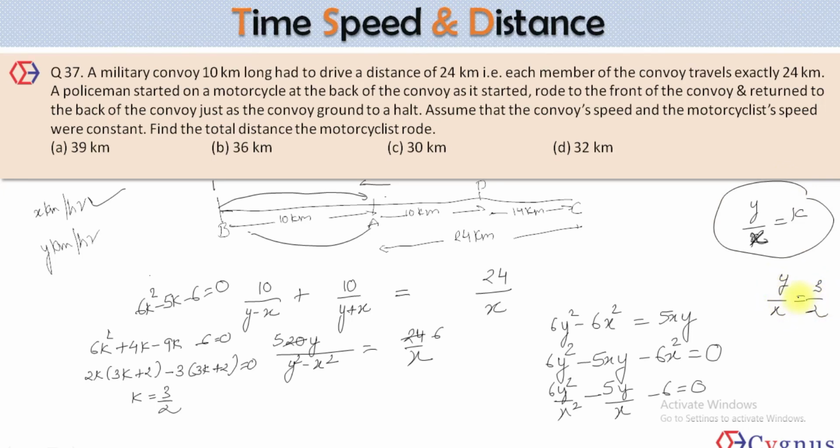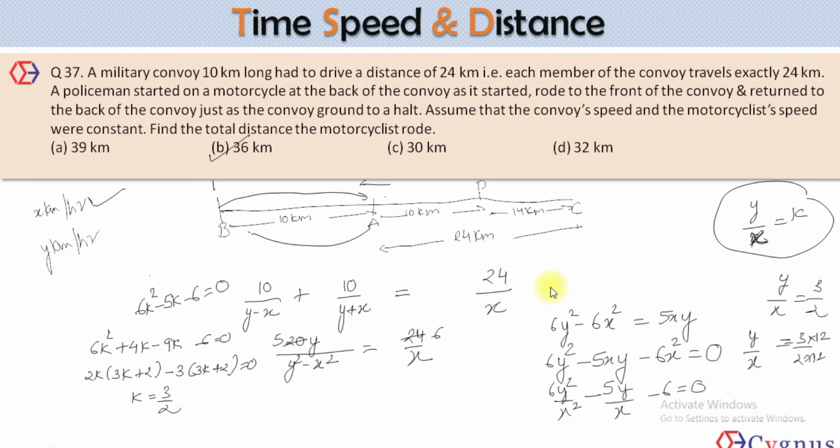That means by the time convoy covers 2 kilometers, policeman will cover 3 kilometers. And actually convoy will cover 24 kilometers. So if you want to make it 24, we'll multiply it by 12. So the numerator should also be multiplied by 12. So this would be the ratio of the distances traveled by policeman and convoy. This is 24 and this is 36. So the answer becomes the second option.